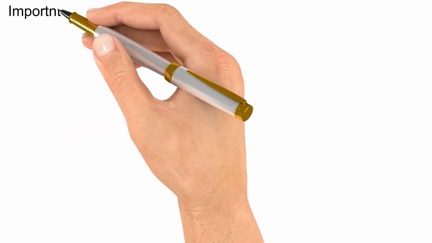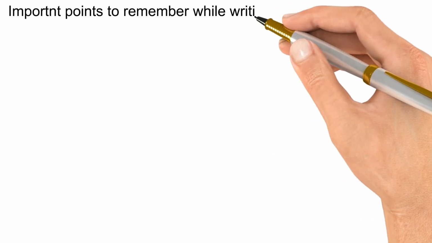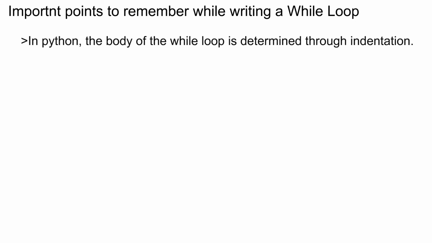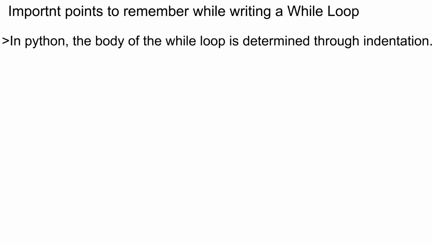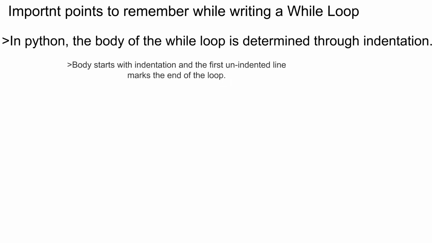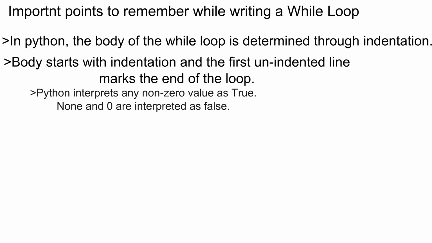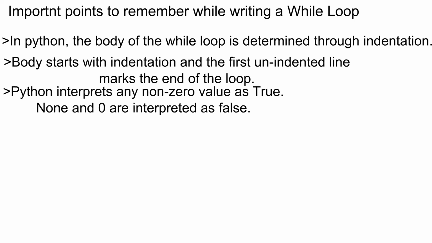Now, while writing or declaring a while loop in Python, there are some points that are to be taken care of. These are: in Python, the body of while loop is determined through indentation. Body starts with the indentation and first unindented line marks the end of the loop. Python interprets any non-zero value as true, None and 0 are interpreted as false.